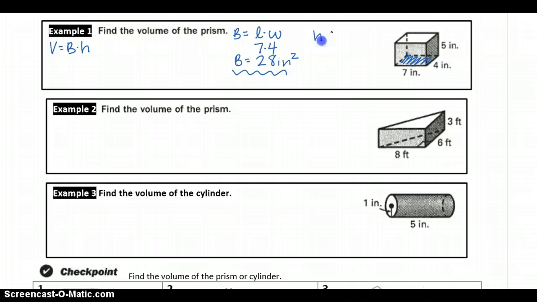Our height is given to us as the distance between the bottom base and the top base, which is 5 inches. So next we just need to plug these into our formula. So V equals B times H. B times H will give us V equals, for B we'll plug in 28, and for H we'll plug in 5. When I multiply this out, I will get V is equal to 140 inches cubed. The units, again for volume, should always be cubed.